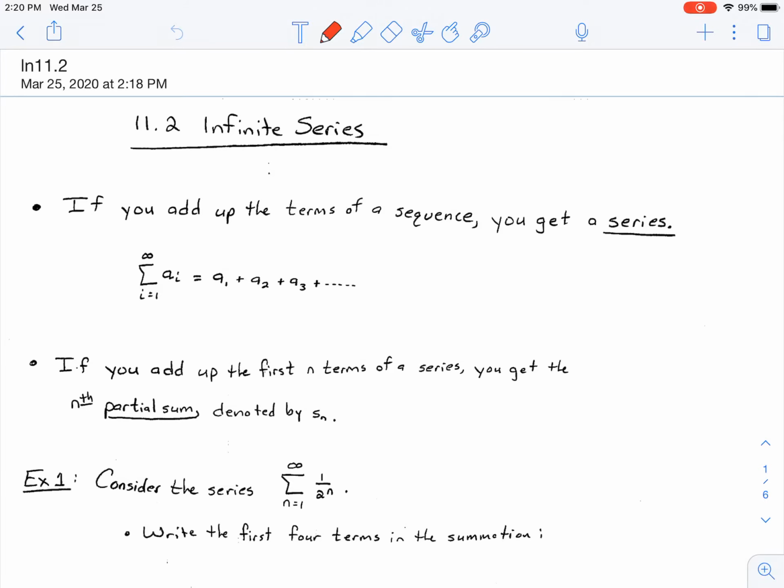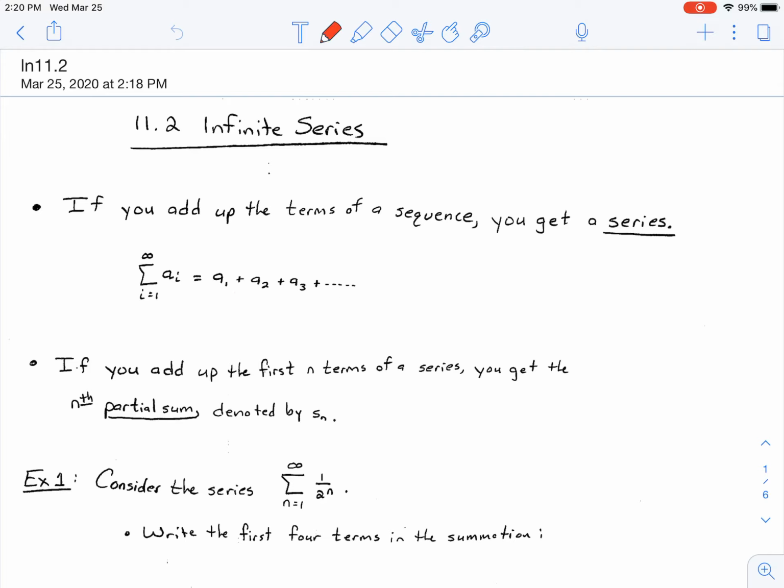All right, 11.2 is on infinite series. A series is what you get when you add up the terms of a sequence. So this is, a sub i is a sequence, and when we add it up, we get a series.